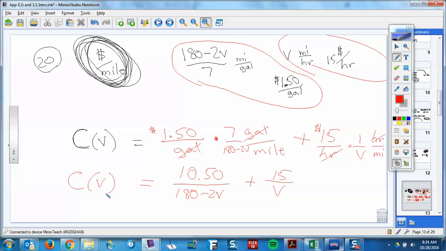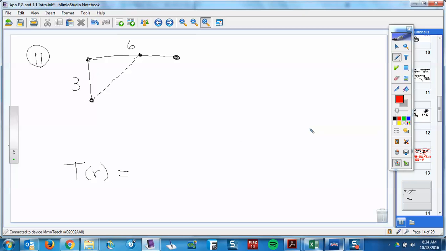Okay? So it looks like as my speed goes up, this is probably going to get bigger, right? These are going to get bigger, so the faster I go, the more it's going to cost, right? Because the mileage is worse. All right, anyway, let's go to number 11.